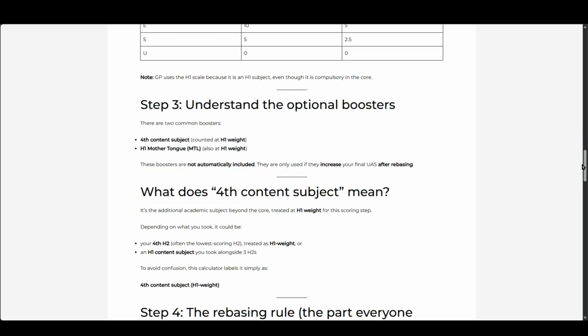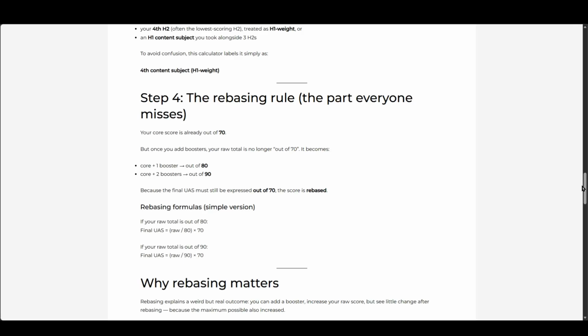Next come the optional boosters, the 4th content subject and H1 mother tongue. These are considered only if they help. That is why the calculator checks them for you instead of assuming they should always be counted. Now the reason this matters is rebasing. Your score is already out of 70, but if you add one booster, the raw total becomes out of 80. If you add 2 boosters, it becomes out of 90. Since the final UAS still has to be expressed out of 70, the calculator rebases the score before deciding whether that option is truly better.